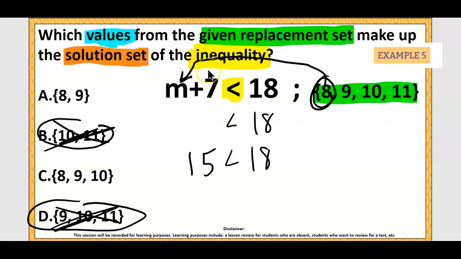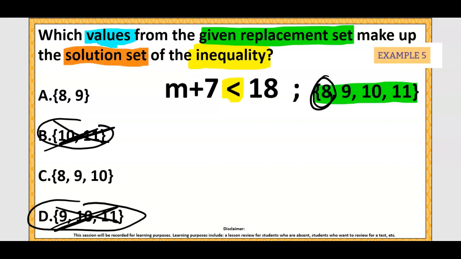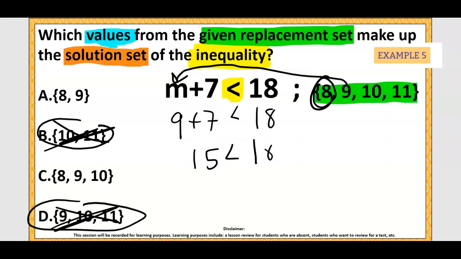Since we tried 8, now let's try 9. Let's put a 9 for M and see what happens. 9 plus 7, is that less than 18? 15, yes, it's less than 18, so that one also works. Oh, well, they both have 8 and 9. I guess I probably didn't even need to try that because those values are already in there. But I can tell you this, it has to be at least this one. Wait a minute, unless they just want one answer. In that case, maybe it could be this one.